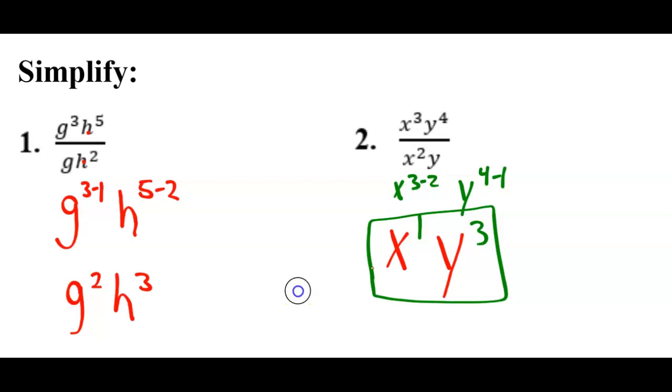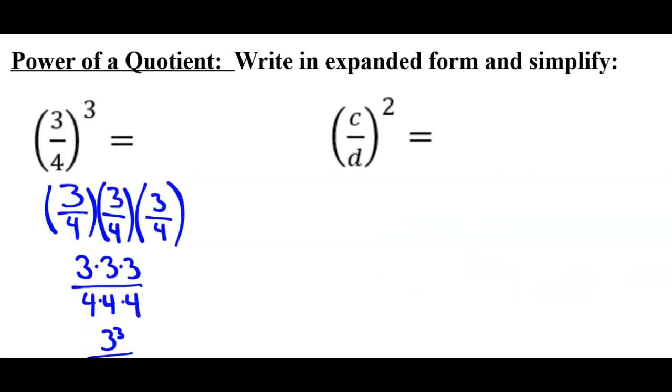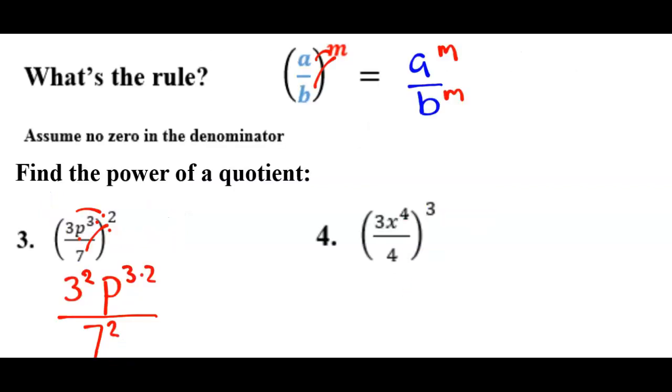One quick thing before I move on. Do I need that little 1 there? Or could I have written this as x, y cubed? This is probably the better answer, okay? The little 1 doesn't need to be there, but it's good to know that it is what it is. All right. The next example we had that we needed to finish was number 4.